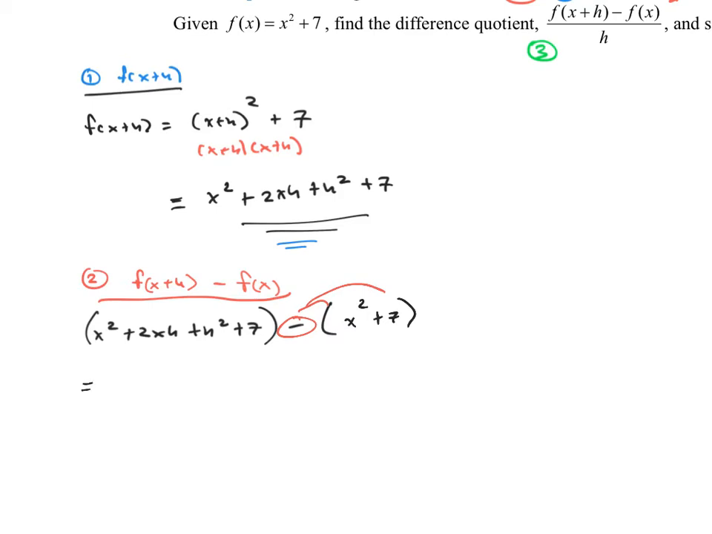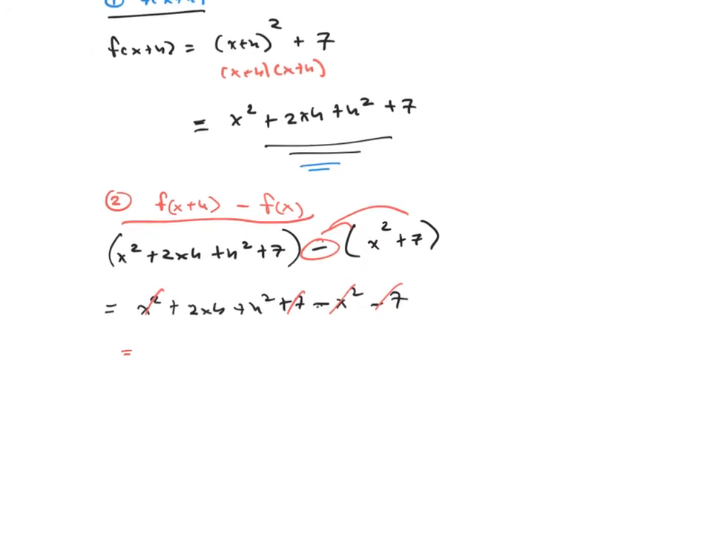So let's see what we would have on the next line. I'd have x squared plus 2xh plus h squared plus 7. Distributing the negative, I'd have minus x squared. Distributing the negative, I'd have a minus 7, okay? That's really important because what should happen and does happen is you're always going to get those f of x terms to cancel out if you did it properly. So the x squared minus x squared cancel, and the 7 minus 7 cancel. So what am I left with? I'm left with 2xh plus h squared. So that's step 2. I've now found f of x plus h minus f of x.